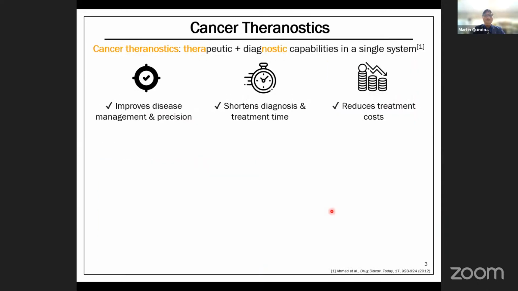Now I will introduce my research. My research involves cancer theranostics, which is the integration of therapeutic and diagnostic capabilities into a single system to treat cancer.